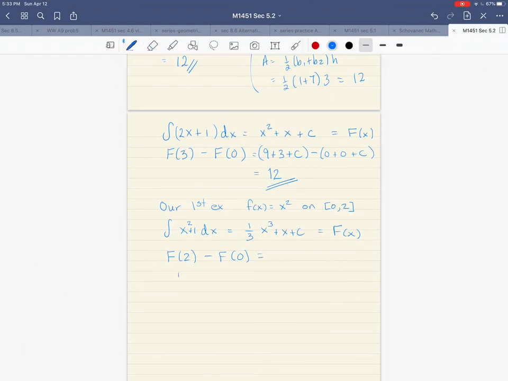Okay, so F of 2 will be 1/3 times 2 cubed plus 2 plus c. F of 0 is 1/3 times 0 cubed plus 0 plus c. See, the c's aren't going to matter because they're always going to subtract out. This is all 0. So this is 8/3 plus 2, 8/3 plus 6/3. There, by golly, is the 14/3 I got before.